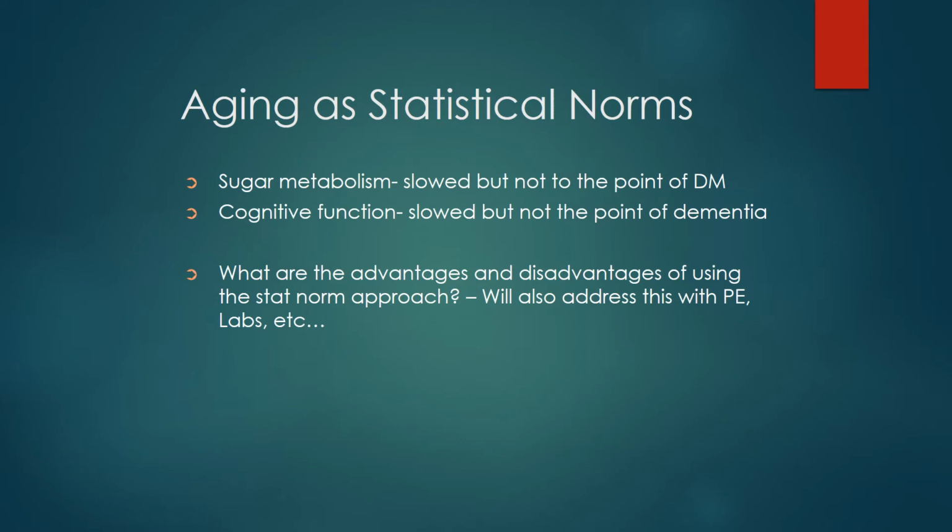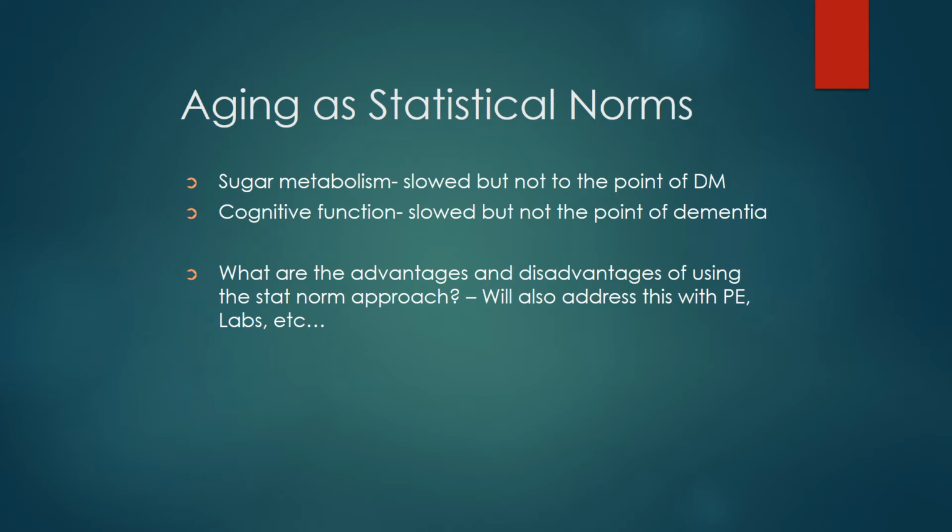So again, we can go back and we can look at aging as statistical norms. Sugar metabolism does slow down, and you are more likely to have a lot of folks that do fall into the category of pre-diabetes or even diabetes, but a lot of the folks that have the slowing into the pre-diabetes range may never get to the point of actually being diabetic. So I always reflex anything over 100 for a sugar to an A1C. I'm always surprised by the number of people whose A1Cs are still normal. Their sugar metabolism is slowed, but on average, they're doing really well with sugar metabolism.